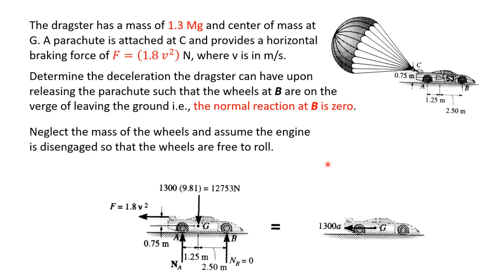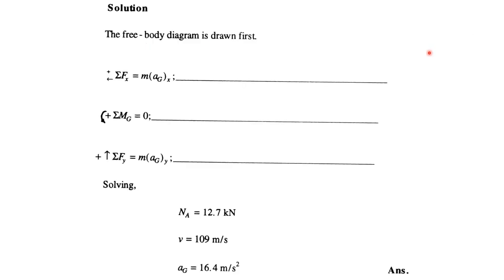Once again, the solution has been submitted to you. You can see that we need to sketch a free body diagram first. We're going to have the same equations: the sum of forces in the x direction equals the mass multiplied by the acceleration in the x direction, the moment around the point G equals 0, and the sum of forces in the y direction equals the mass multiplied by the acceleration in y.